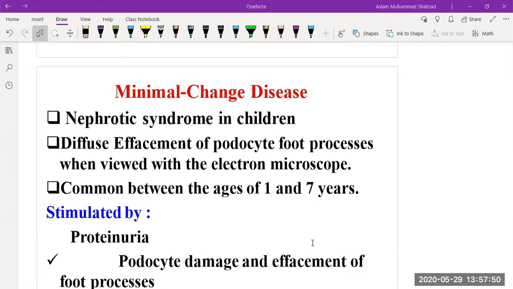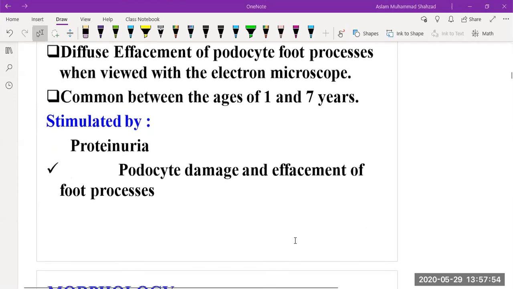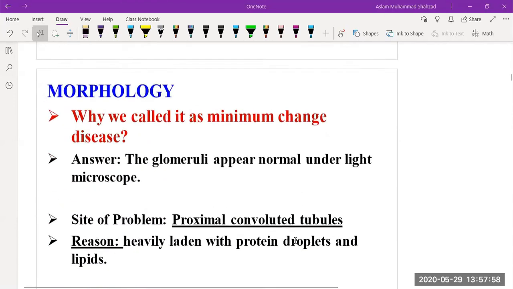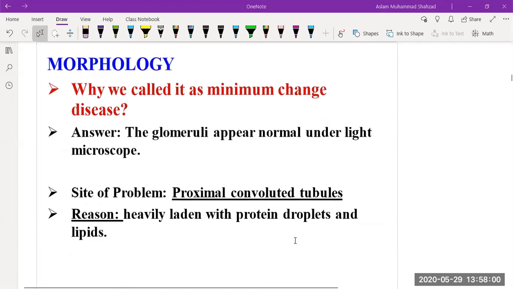The common age is between 1 and 7 years, stimulated by proteinuria and podocyte damage and effacement of foot processes. Why do we call this disease minimal change disease? Because usually the glomeruli appear normal under the light microscope. Under the light microscope, what is the site of the problem? The site is actually the proximal convoluted tubules.